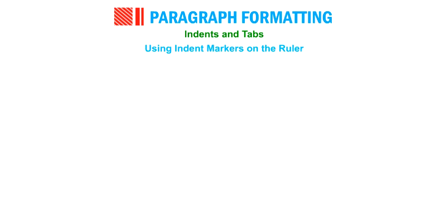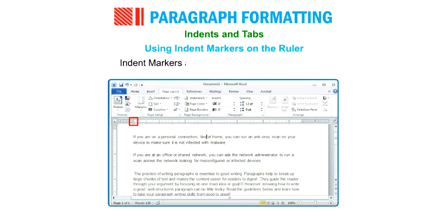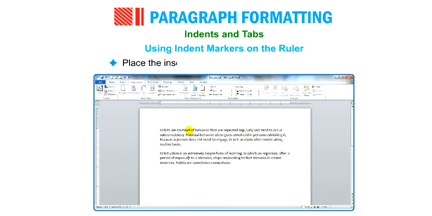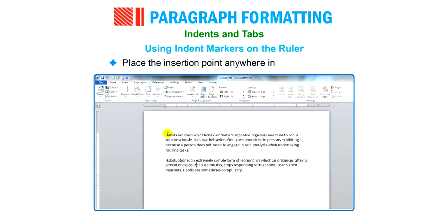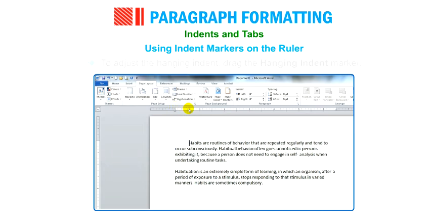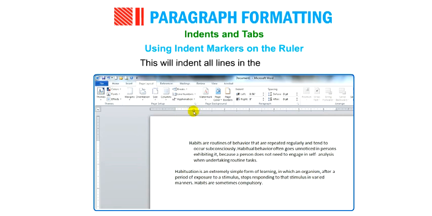Using indent markers on the ruler. Indent markers are present on the horizontal ruler. To indent the paragraph using indent markers, follow the given steps. Place the insertion point anywhere in the paragraph. Adjust the first line indent by dragging the first line indent marker on the ruler. To adjust the hanging indent, drag the hanging indent marker. To move both markers at the same time, drag the left indent. This will indent all lines in the paragraph.